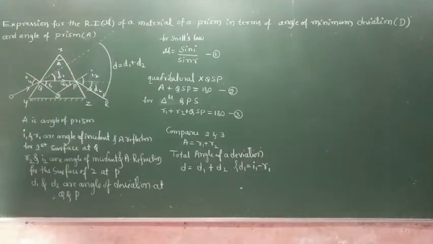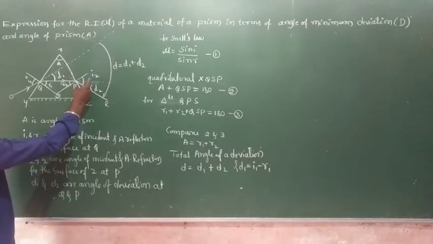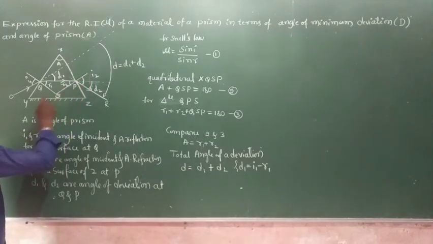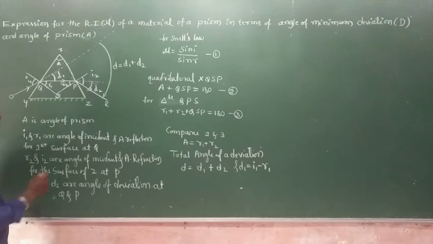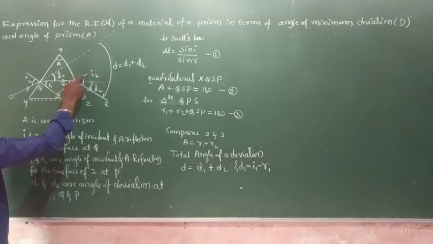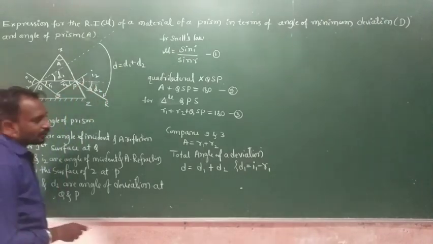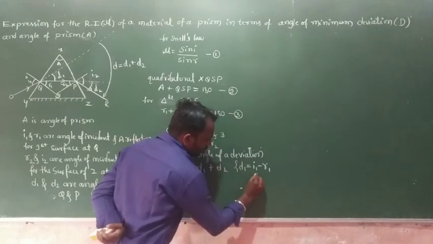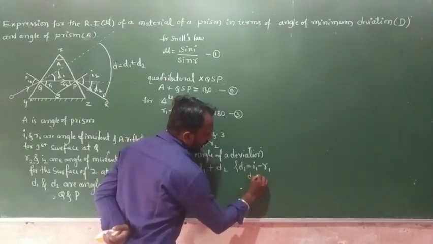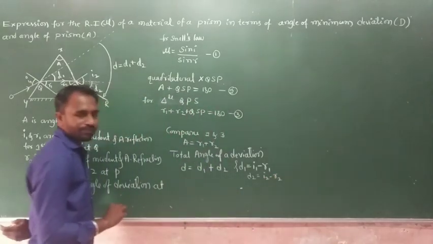Okay, so here we want the D2 value. The total angle is I2 and this angle is R2. So D2 is equal to I2 minus R2. Total angle I2, but we want D2, it means I2 minus R2. So the D2 value is I2 minus R2.